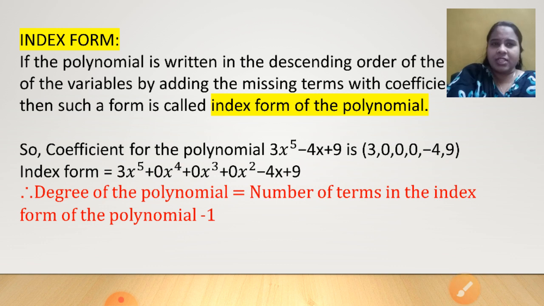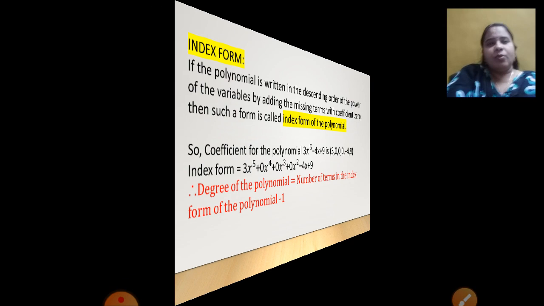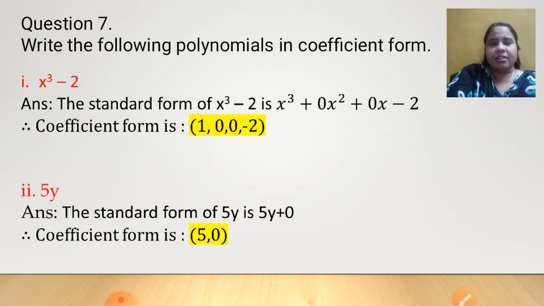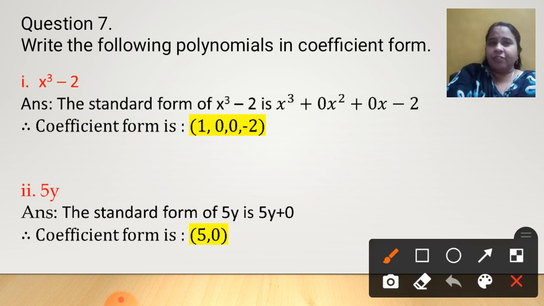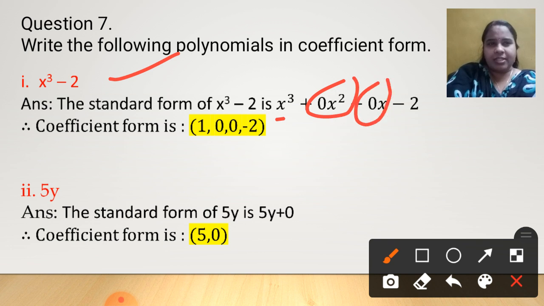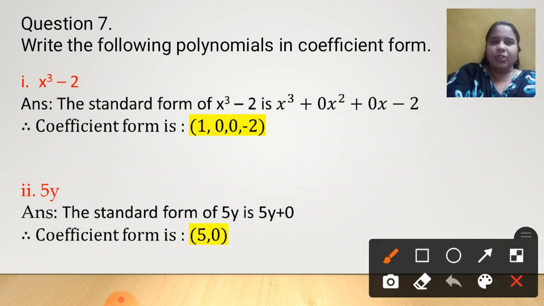Now with the help of this concept, let us try to solve a few sums from the practice set, that is question number 7. Write the following polynomial in coefficient form. What should be the first step? To write the given polynomial in standard form or index form. x cube was there, few terms were missing, x square and x, so I have written them with 0 coefficient, and the constant with the sign, that is -2. Okay, so how to write in coefficient form? For that, collect the numbers 1, 0, 0, -2. So this 1, 0, 0, -2 is nothing but the coefficient form. I hope the concept is clear.